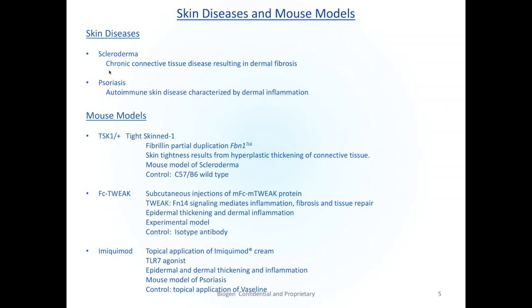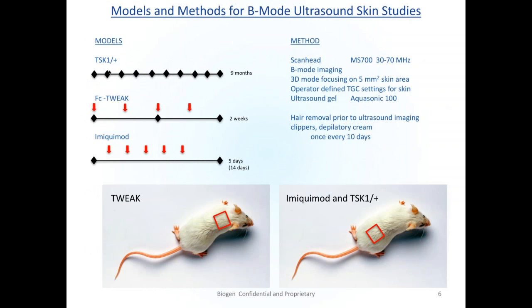So a little bit more details about this because these diseases actually run in very different time courses. So first, the detail on these models is that the TSK1 is a genetic model, and so we were able to obtain these mice and perform ultrasound imaging longitudinally for up to 9 months. So it really was, there's no time sensitivity here. It was just a question of following the mice over time.